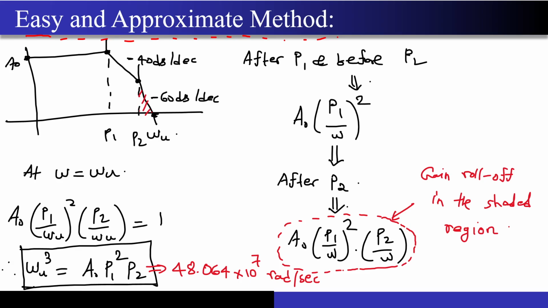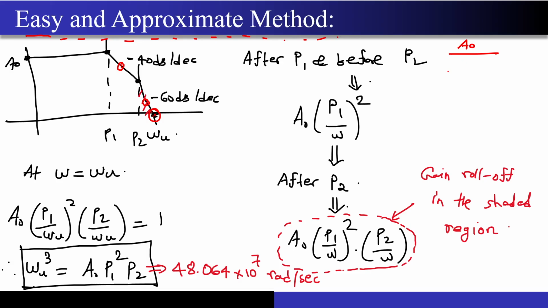Now what you can do is, if you have two poles that are occurring before omega u, correct? Then how can I write the expression over here? Remember, after I hit the pole P1, what expression will I get?